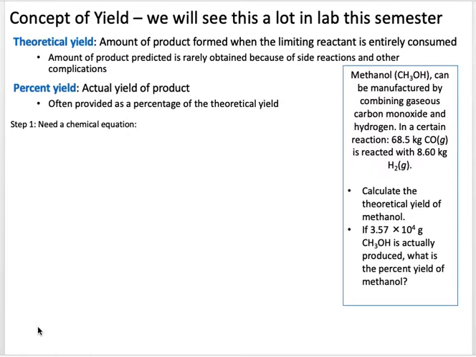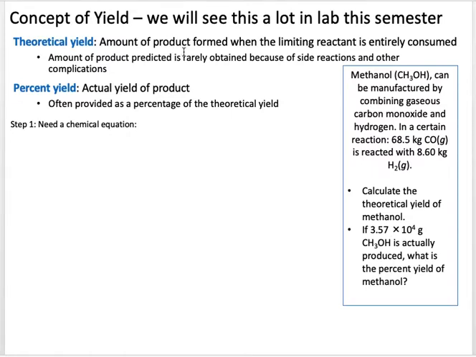The last topic we're going to talk about in this chapter is the concept of yield. This is something that will be very important for lab, but we also do use it in lecture. The tricky thing here is, oftentimes when we're dealing with theoretical and percent yields, a limiting reactant problem will sneak into here. So a sneaky way of being asked about a limiting reactant problem would be giving you a percent yield or a theoretical yield. So what is a theoretical yield? What is a percent yield?